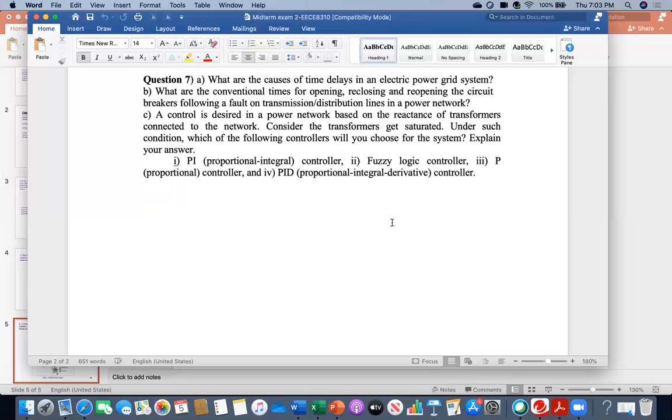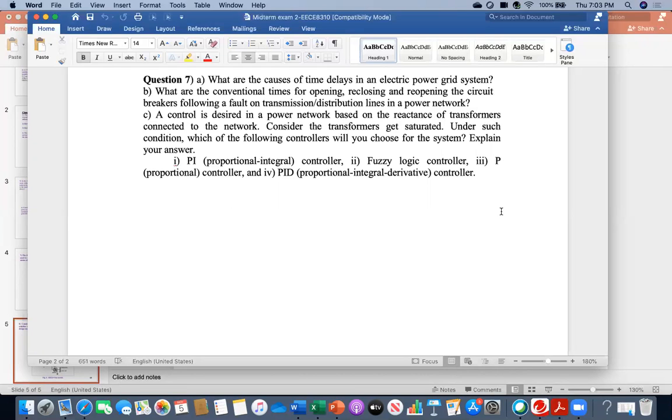What I wrote is, under saturation the reactance varies non-linearly, so we cannot use any linear controller like PI or PID. So it is preferred to use a non-linear controller like a fuzzy logic controller. Okay, okay. Then everybody, did you write the same thing or choose a different controller? Lakshmi, what did you write? I wrote I will use a fuzzy logic controller.